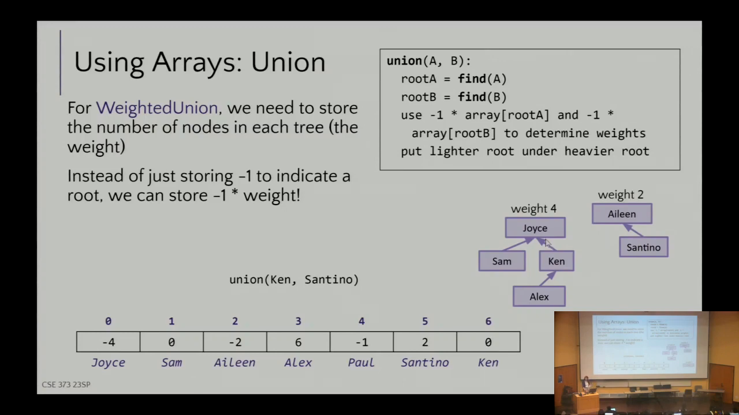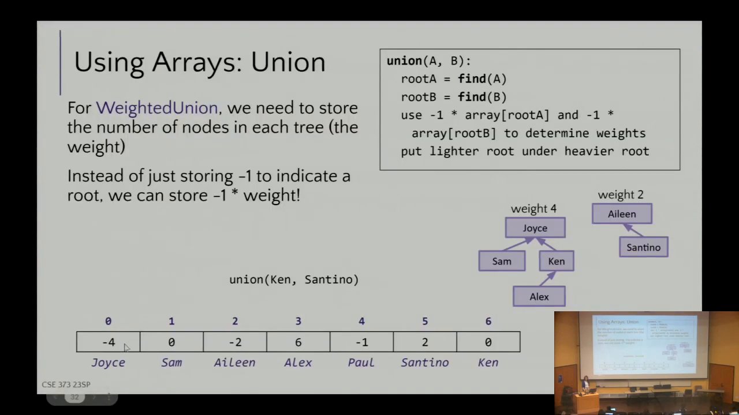So Joyce is the overall root here with a weight of 4, so we store -4 at Joyce's element. Eileen has a weight of 2, so we store -2 at Eileen's index. Paul has a weight of 1, so we store -1 at Paul's index. So what happens then is we call find, we get back the two numbers, we multiply by -1 to figure out which weight is greater, and then we update all of the parents, and we update the weight stored in the element. So we're not updating any pointers or fields in a node, we're just updating elements in the array.